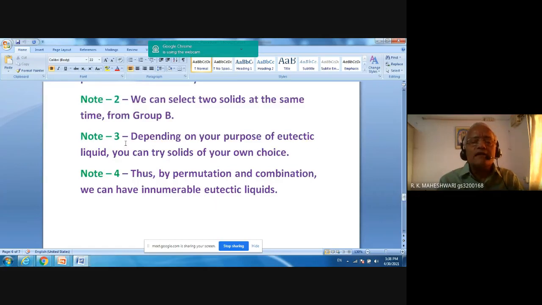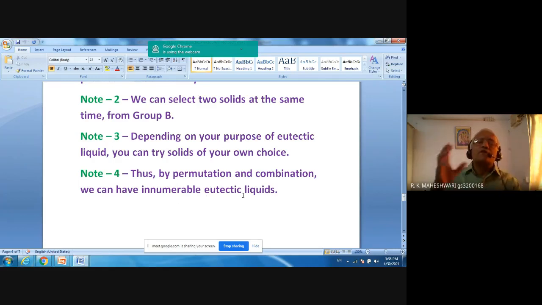Now, note 3. Depending on your purpose of Eutectic liquid, you can try solids of your own choice. Now, after learning this art of making the Eutectic liquid, depending on your choice, for which purpose you are going to use your Eutectic liquid, you can select and try your own solids.